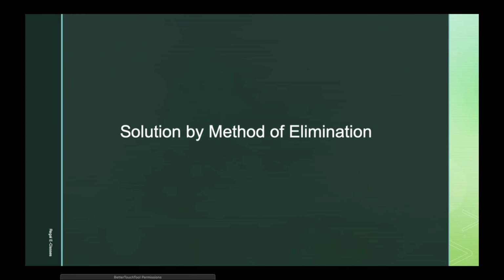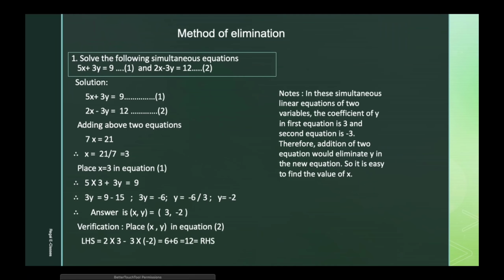So we are going to see the solution by the method of elimination. Additional problems. We have 5x plus 3y is equal to 9, 2x minus 3y is 12. Just add the two and you get x is equal to 3. Answer is 3 comma minus 2. Substituting this in equation 2, you get left hand side equal to right hand side, so our solution is right.